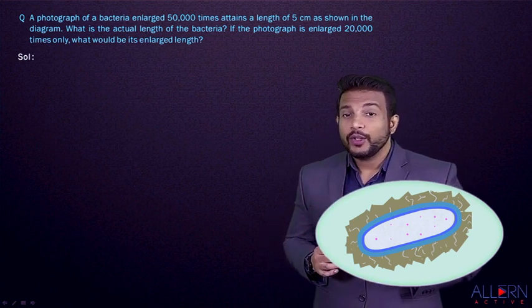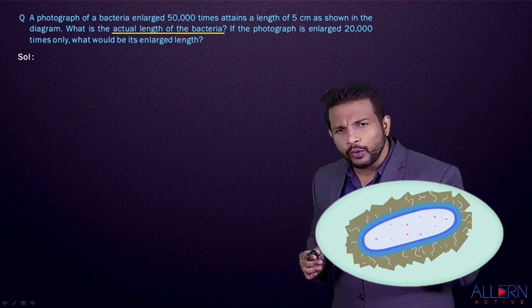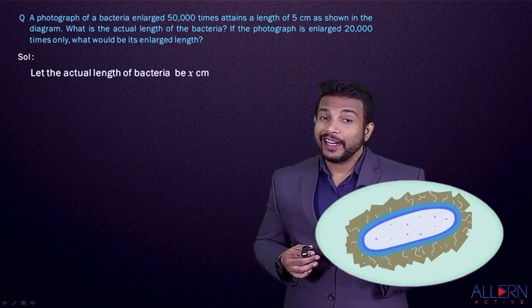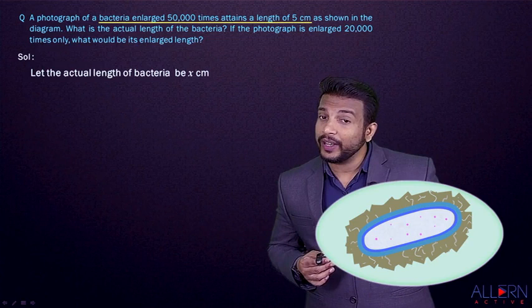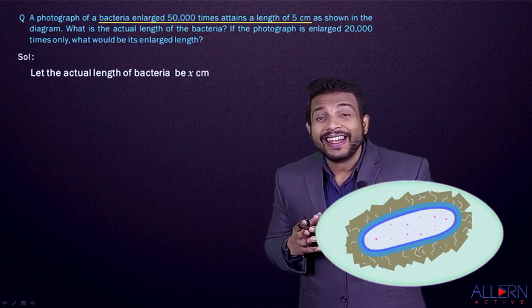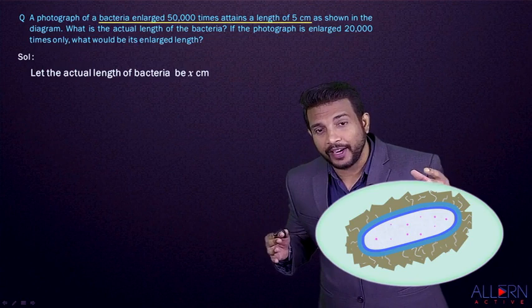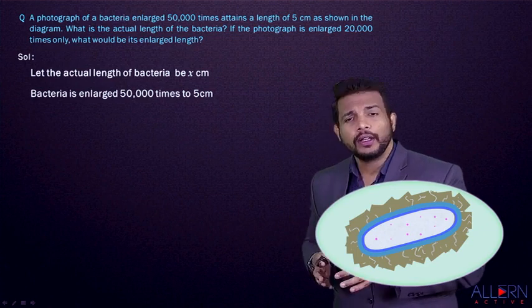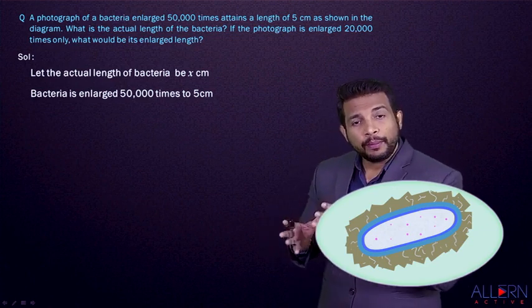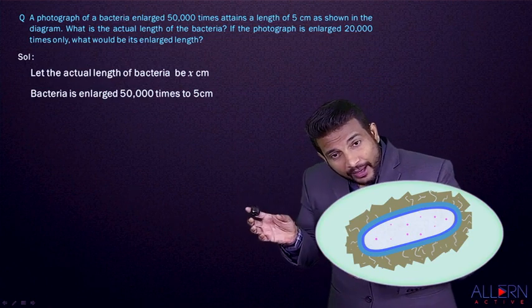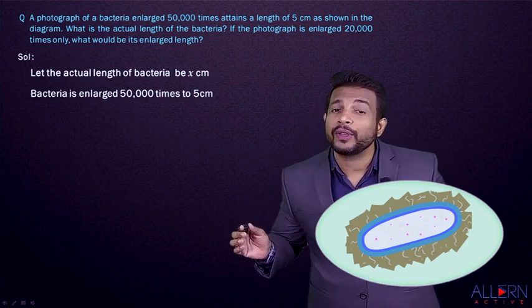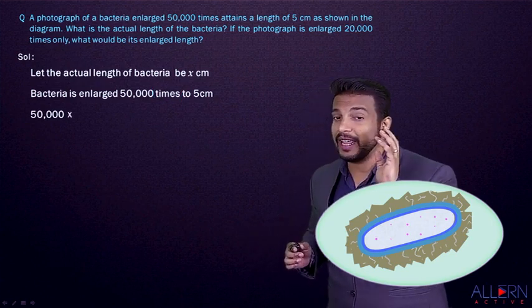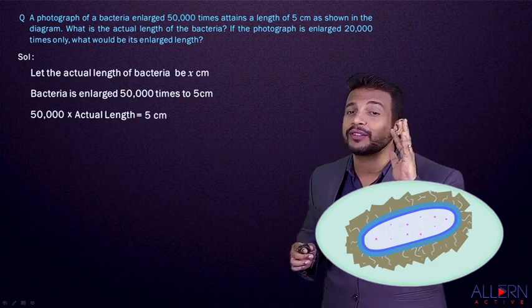Let's understand, right? So we want the actual length of the bacteria. We don't know that. So let's take it as x centimeter, right? Now what it says in the sum is, it has been enlarged 50,000 times. So when it is enlarged 50,000 times, it attains a length of 5 centimeter, right? That is what we are writing here. Bacteria is enlarged 50,000 times to attain 5 centimeter, right? Now we want the actual length. Now what do you mean by this from the statement? 50,000 times of the actual length is actually giving us 5 centimeter. That helps us to form an equation. 50,000 times the actual length is giving us 5 centimeter there.